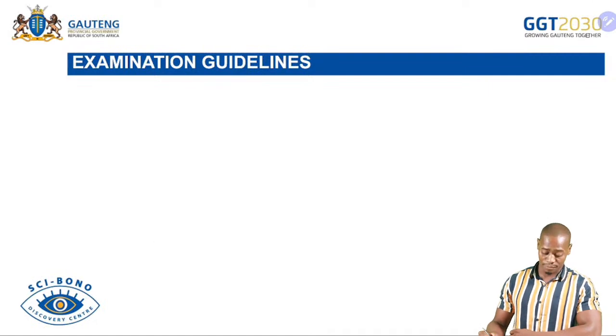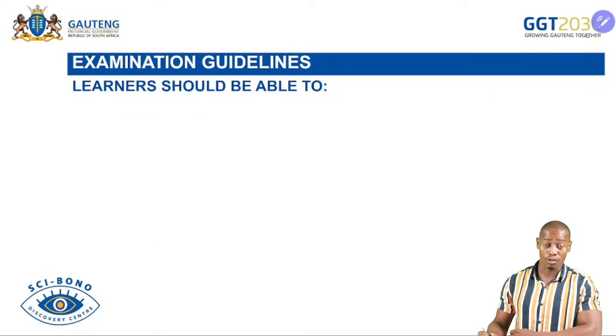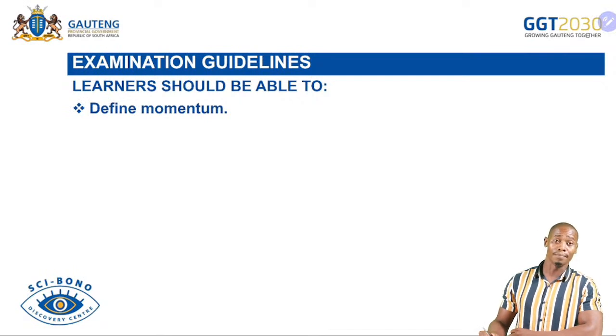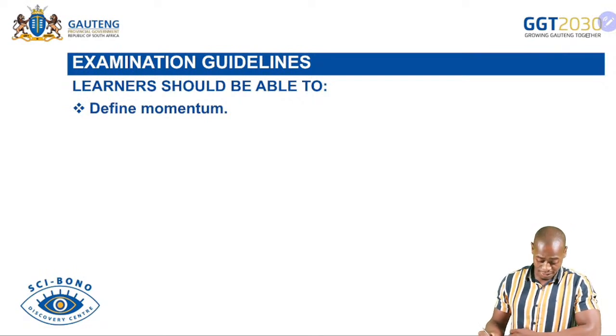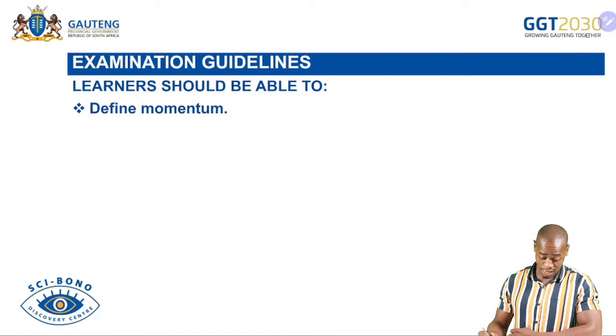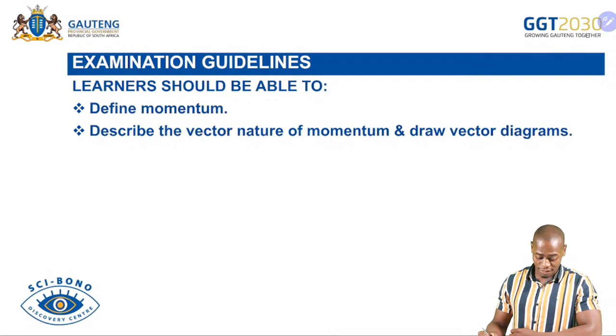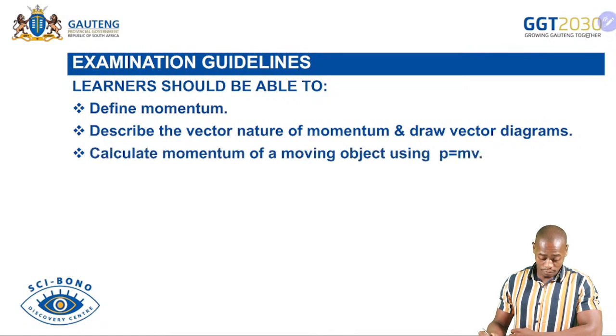Right, so this is your examination guideline. This is what you should know by now. Remember, you did momentum and impulse in term 1, and you wrote, if I'm not mistaken, a control test in term 1. So by now, this is what you should be able to do under momentum and impulse: define momentum, describe the vector nature of momentum and draw vector diagrams, and calculate the momentum of a moving object using the equation P equals mv. Remember that equation, learners, is on your formula sheet, so there's no need to memorize it.